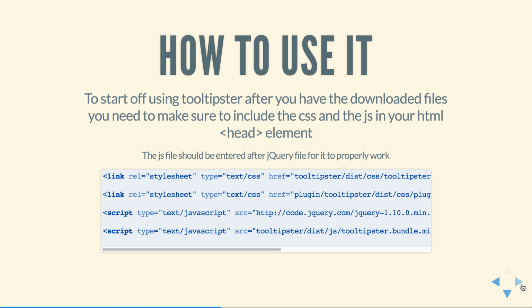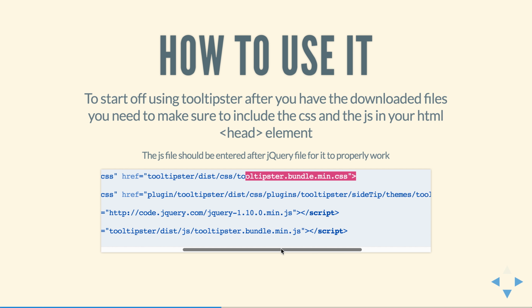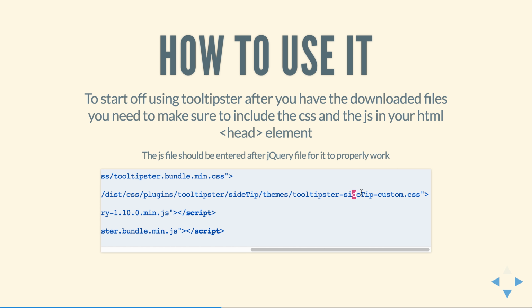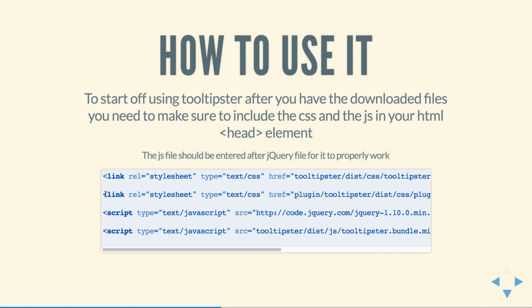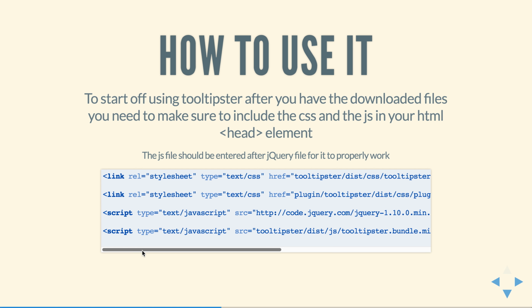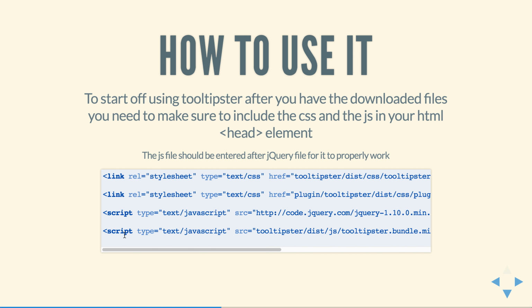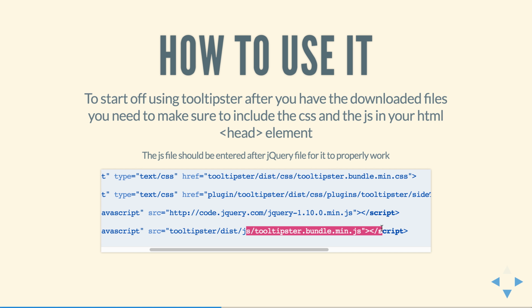So how you would use it is you would download the files from Tooltipster, and you want to place the CSS and the JavaScript elements in your head element. So here we have the main Tooltipster CSS. Then this is the custom CSS that I made, the custom theme. So I added that. Any of your themes that you want to use, you want to make sure you include in your head so it knows where to get it from. Otherwise, you're not going to have your theme working in your file. And then here we have jQuery, which is needed to make Tooltipster work, and then the JavaScript for Tooltipster.